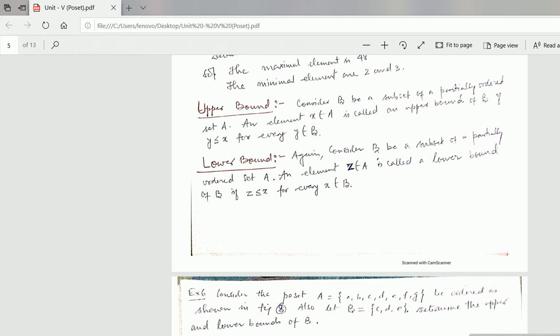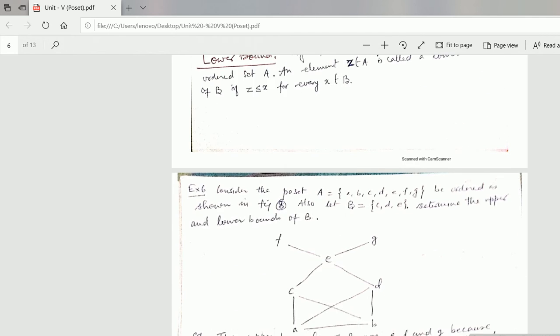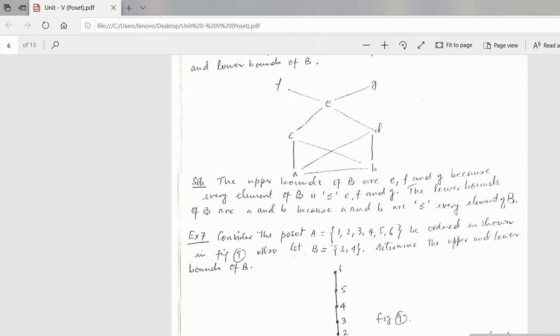Now the lower bound. You should remember this definition, it is very important. Again consider B to be a subset of a partially ordered set A. An element z belonging to set A is called a lower bound of B if z is less than or equal to x for every x belonging to B. You can understand this definition better by an example.